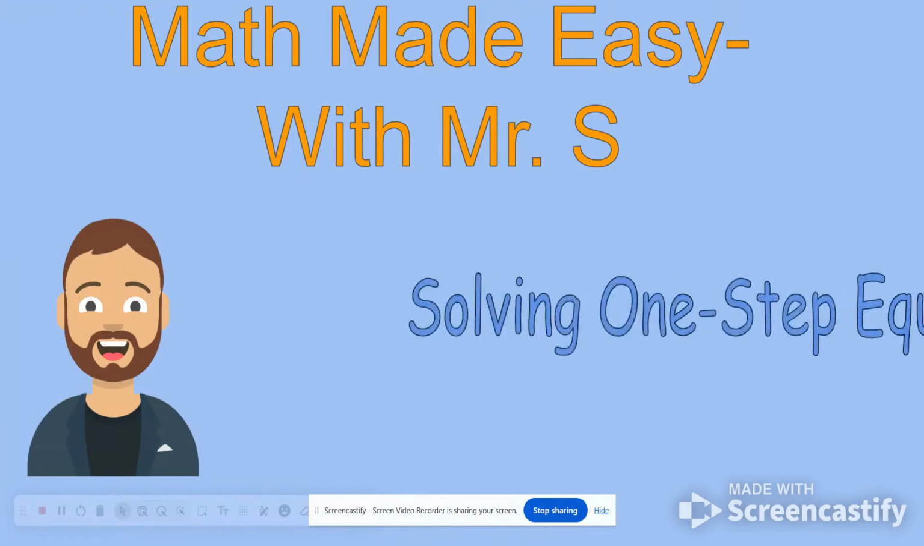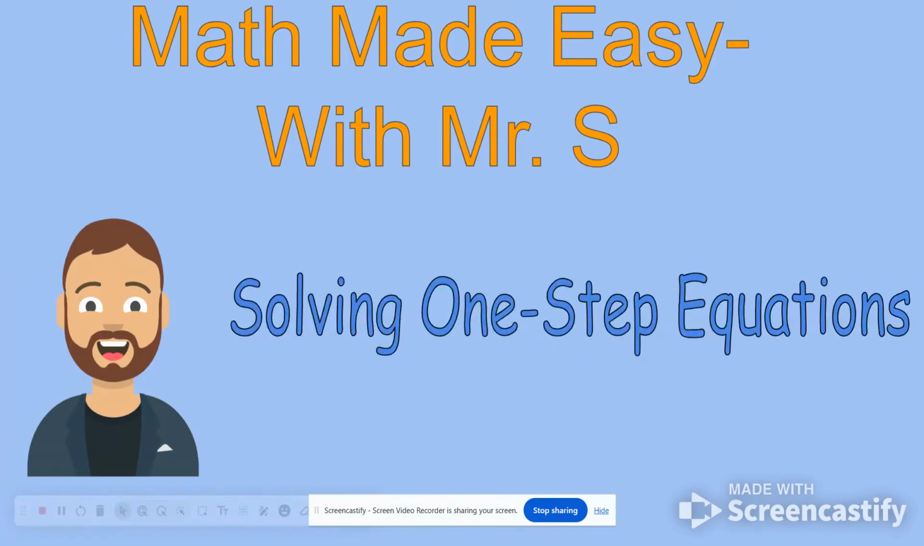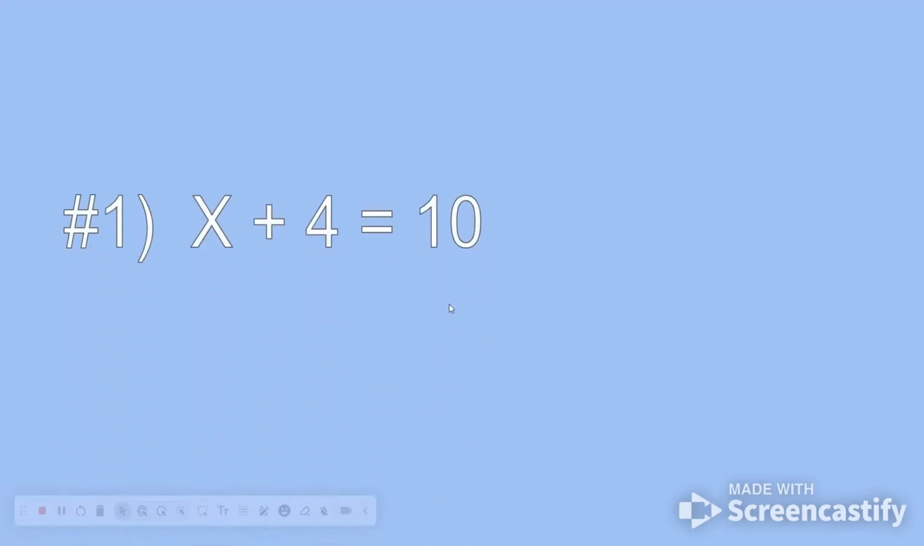Okay, today we're going to talk about how to solve one-step equations when they're dealing with adding and subtracting. So the easiest and best way to learn this, I believe, is just to jump into some examples and show you step by step from there what the best way to do this would be. So we're going to start with x plus 4 equals 10.